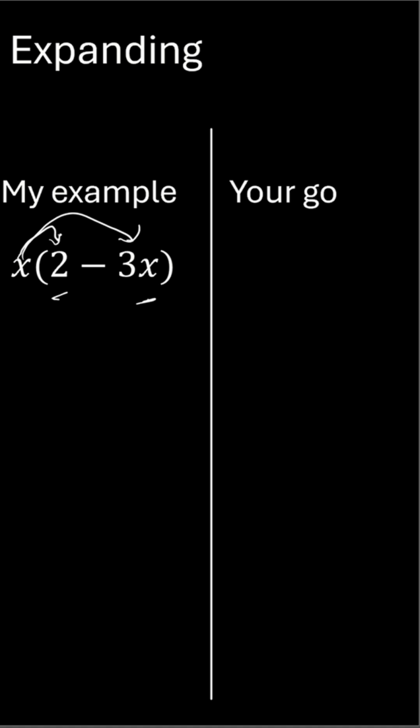What should I do? I will multiply the x by the 2, so it's 2x, then minus x multiplied by 3x. Notice that I keep the sign as it is. So it's minus 3x squared. Expanded, easy, and done. Now I will teach you another method that will give the same result.